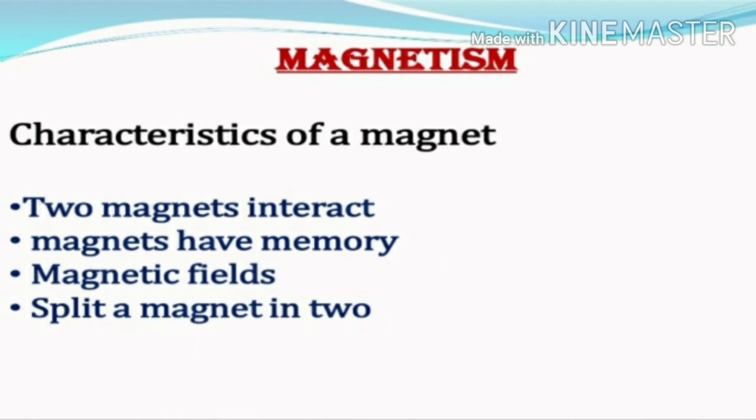Magnets have memory. This is used in the magnetic strip of credit cards, where the magnetic strip of the card holds the sensitive information of our bank details. Magnetic fields. Magnets create magnetic fields that are both protective and stimulating. These magnetic fields can be used for many things, and one very popular area of use is magnetic therapy.